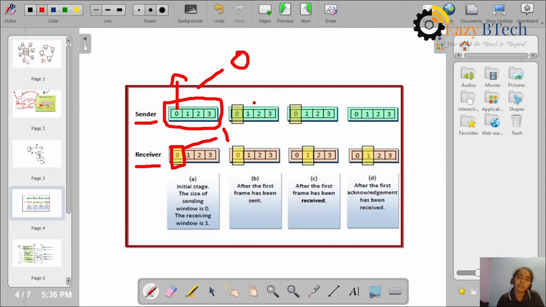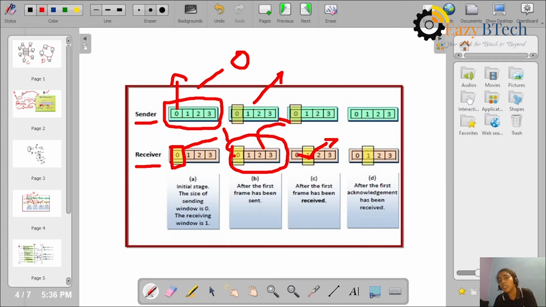So, second step, the first frame has been sent. Whenever the first frame is sent and the receiver receives it, the sliding window moves from left to right, so it indicates 1. Whenever I send frame 0, the receiver receives it. When he receives that frame, it moves to 1. So here the window is at 0, meaning he has to give an acknowledgement to the sender. The receiver has to give an acknowledgement to the sender.